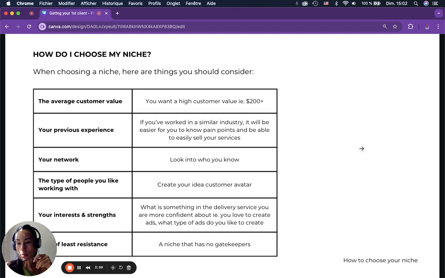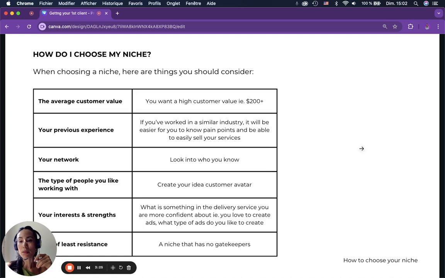Obviously, look into your network because you want to make it as easy as possible. So looking into your friends. Do you have any friends who are dentists? Any friends who are accountants? Any friends who work in anything, right? Any service industry? You want to reach out to them. That's probably the easiest way to get your first client, through your network.